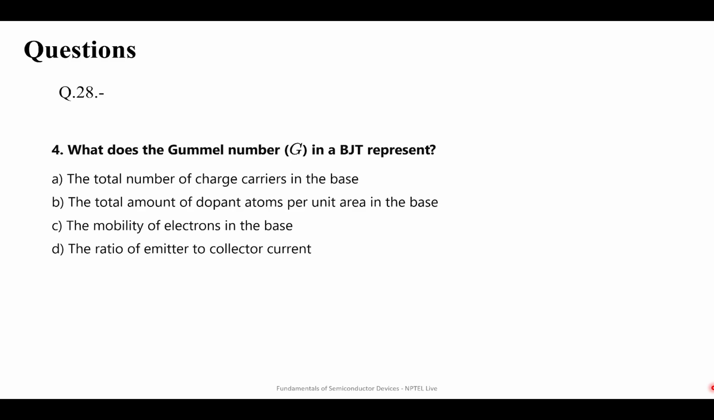So your answer to this question would be the total amount of dopant atoms per unit area in the base. Sir, Gummel number is a representation of your doping density, the areal density of your doping, dopant atoms per unit area.